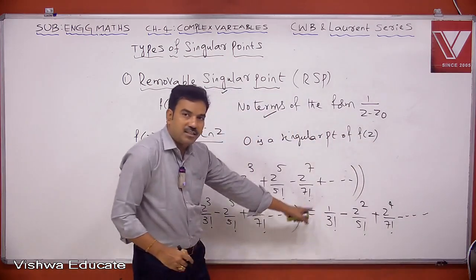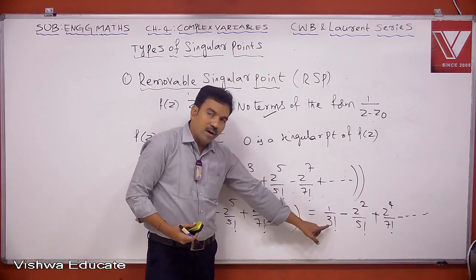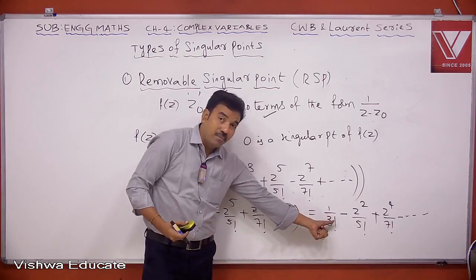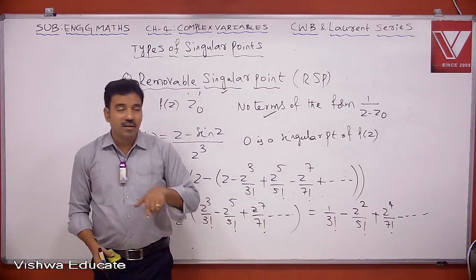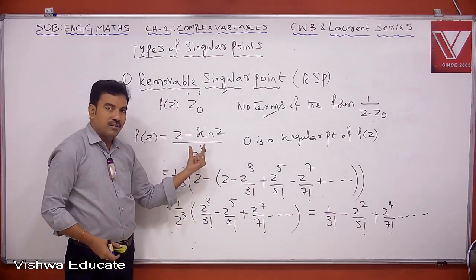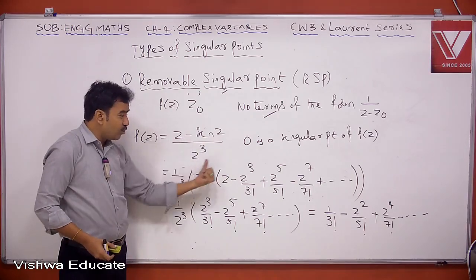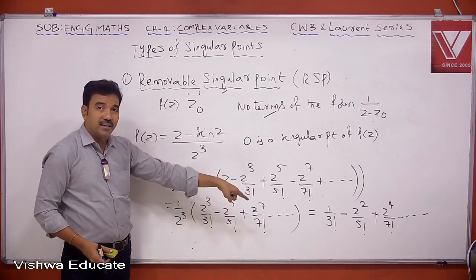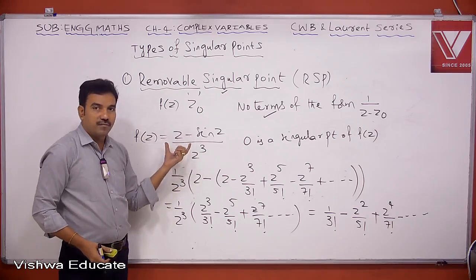Now therefore the series expansion has been simplified. Interestingly, there are no 1 by z minus 0 terms here. In the series expansion, 1 by z minus 0 is not there. Therefore, singularity can be removed by going for series expansion of this function. Therefore, here 0 is a singular point. But when you have gone through series expansion of this, 1 by z terms have been eliminated, have been removed. That's why 0 is a removable singular point of this function.